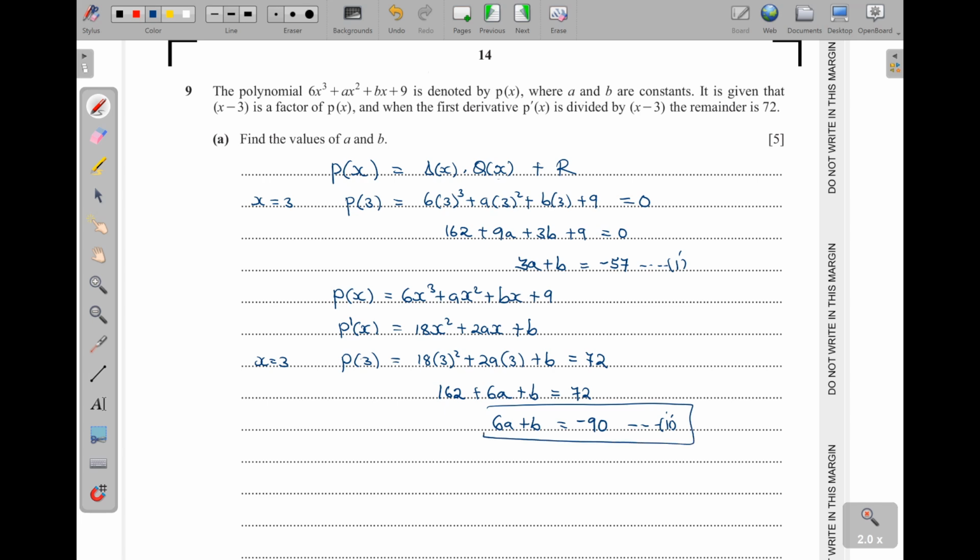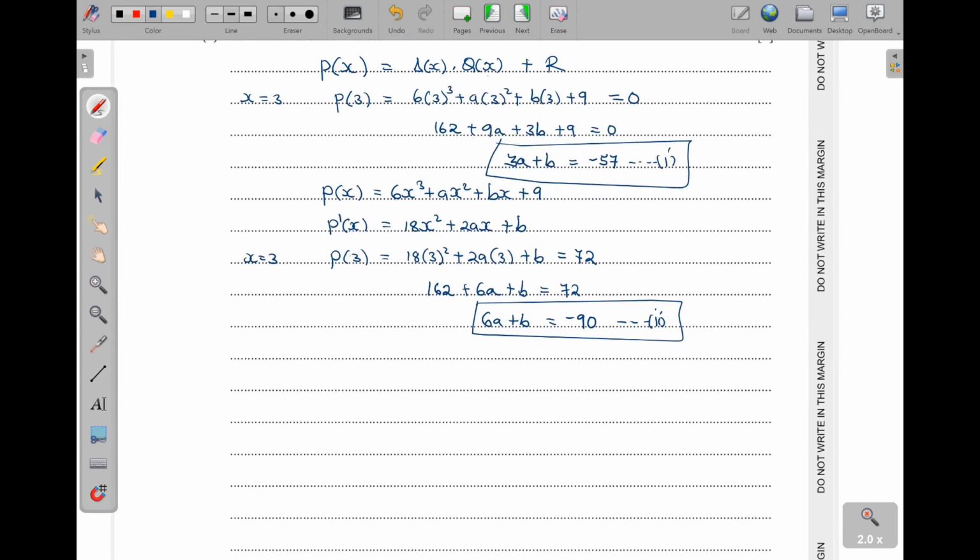So I have these two equations, which I'm supposed to solve simultaneously. You can just take the second one and subtract the first one to do away with b. When I subtract, I get 3a, but b disappears. Then negative 90 minus negative 57, this one is a plus, so this will give us negative 33.